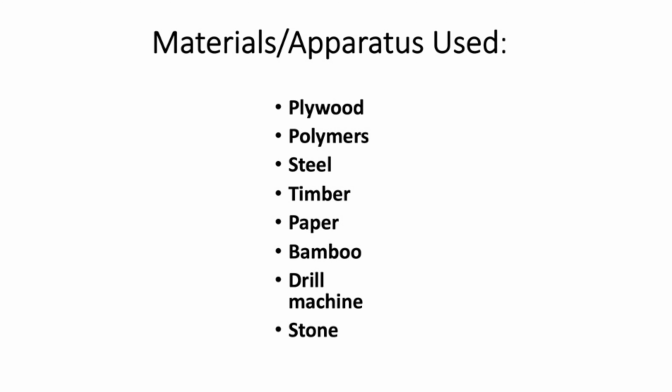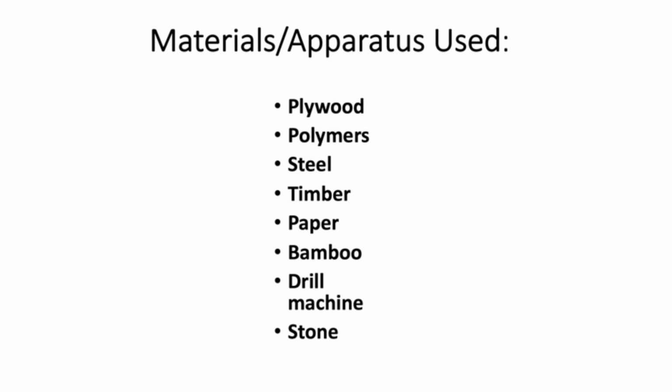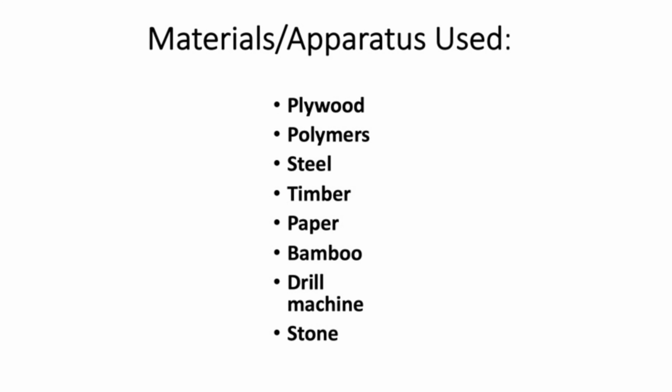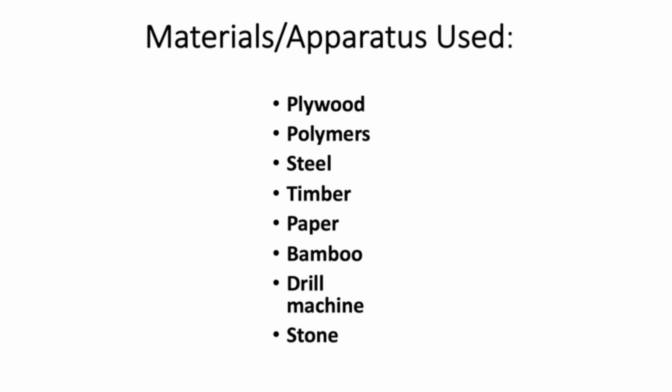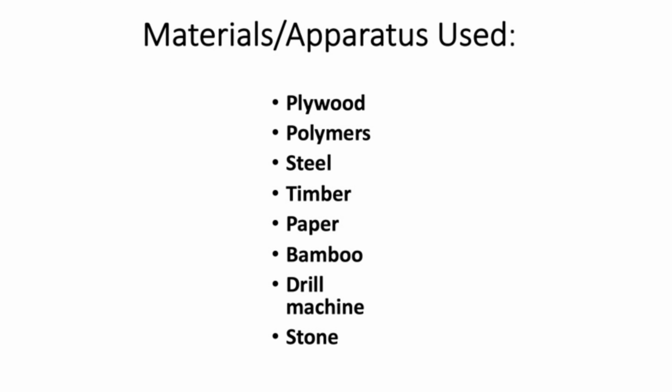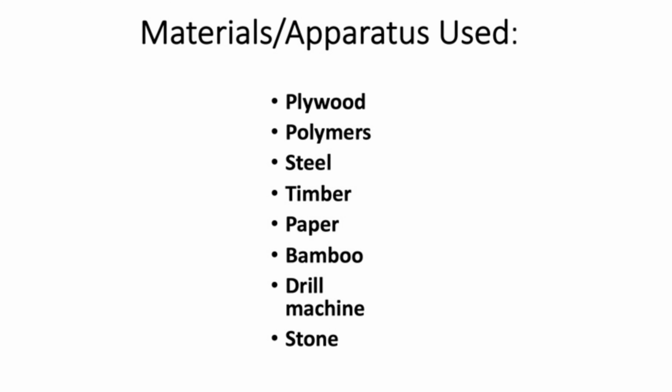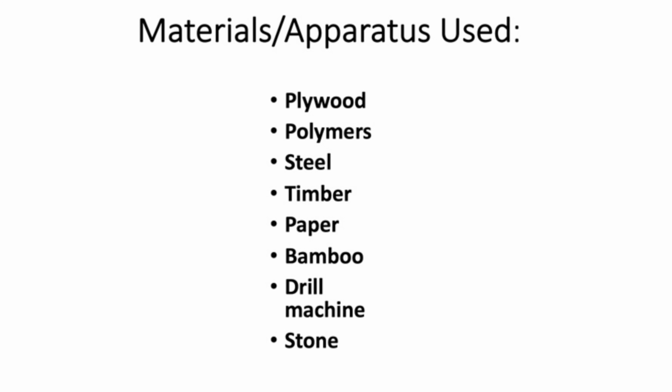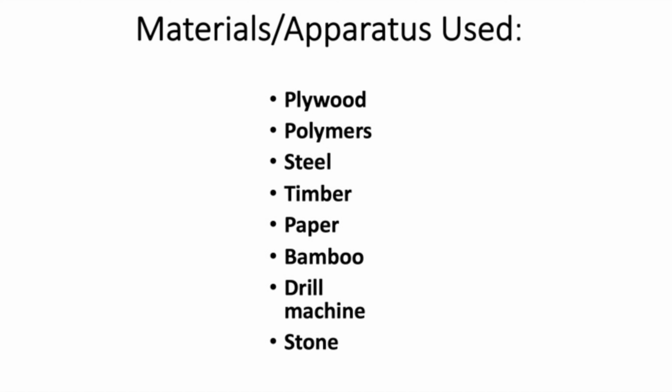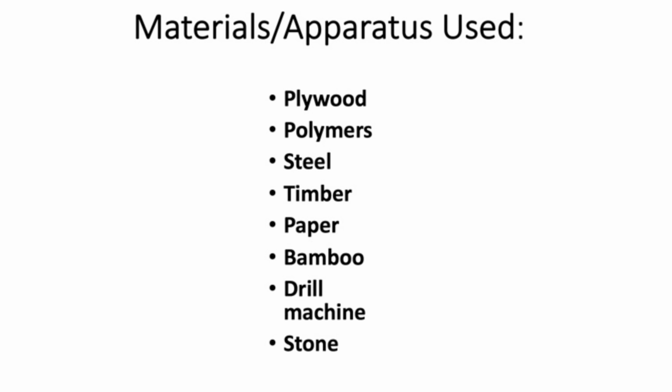Polymers and timber are used for constructing the structural members such as beams and columns. Steel is used to make diagonal braces as well as for binding the beams and columns together. Paper is used for constructing the slab. A drill machine is used to provide power and drive the shake table, and lastly, stone is used as a pendulum.